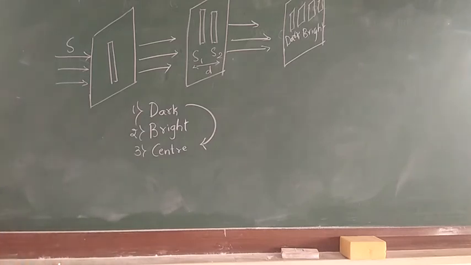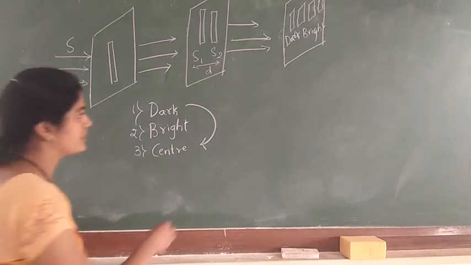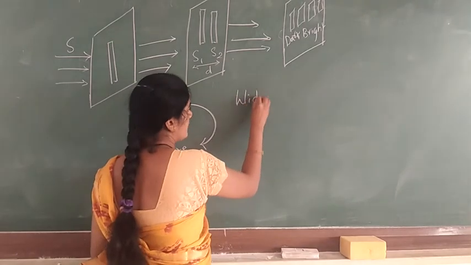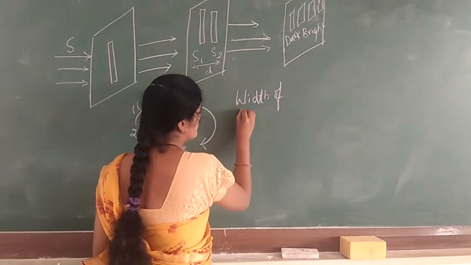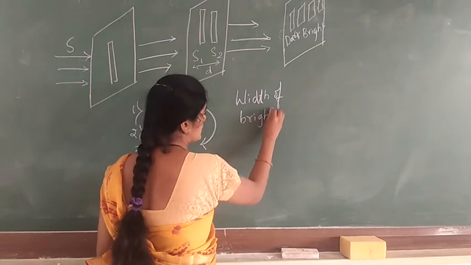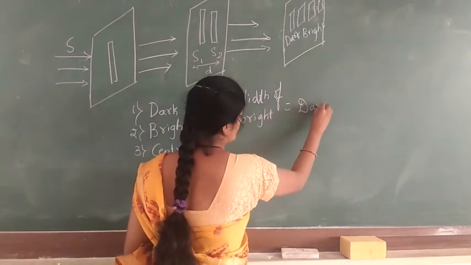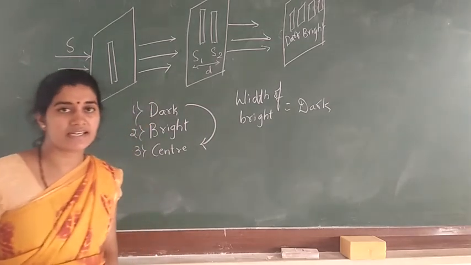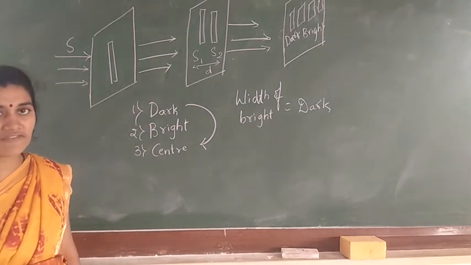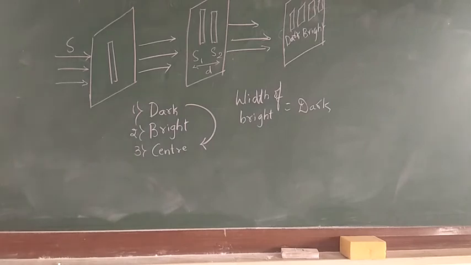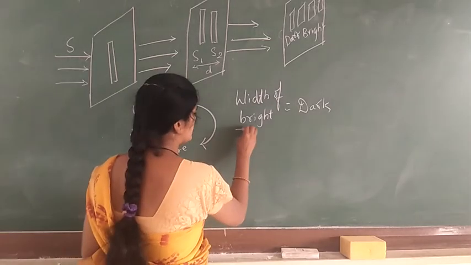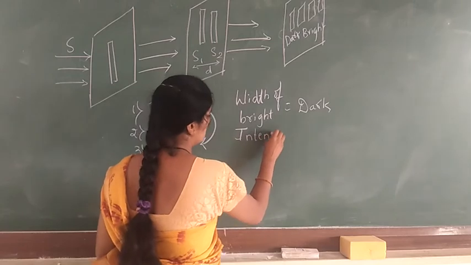We also tell that there can be alternate dark and bright fringes. From this, we can tell that the width of the bright fringe is always equal to the width of the dark fringe. And from this we can tell that the intensity of the dark fringe is always 0.